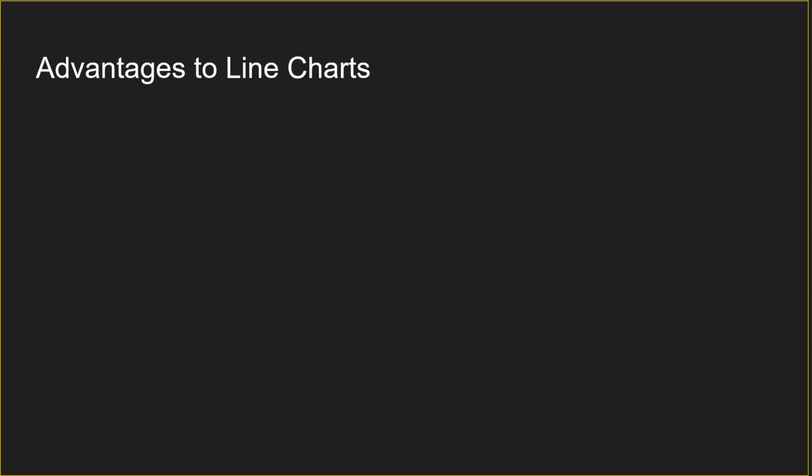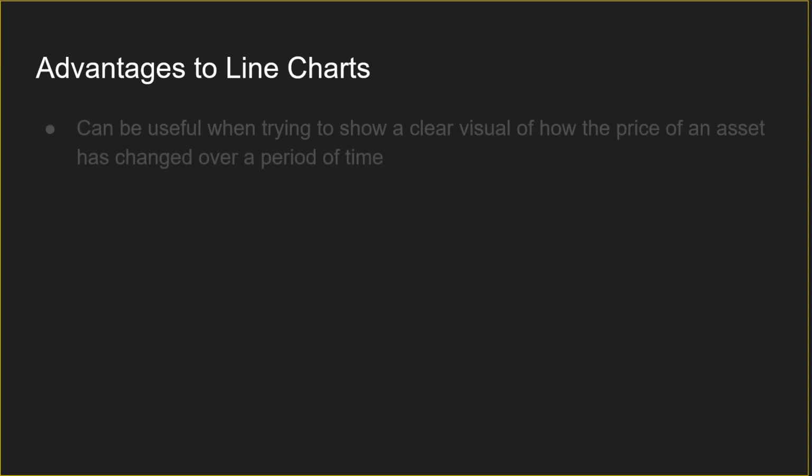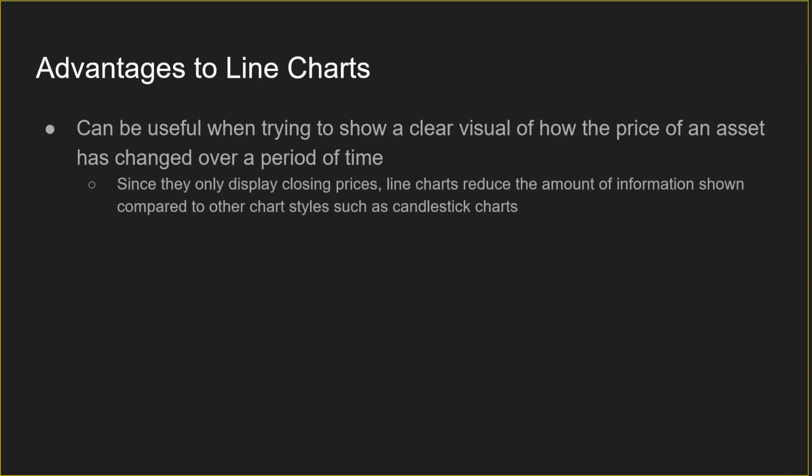Now, there are several advantages to line charts. It can be useful when trying to show a clear visual of how the price of an asset has changed over a period of time. Since line charts only display closing prices, they reduce the amount of information shown compared to other chart styles such as candlestick charts, which show a lot more information, and that could be considered visual cluttering. If you need to make a clear point or show a clear progression in price, line charts can easily do that.